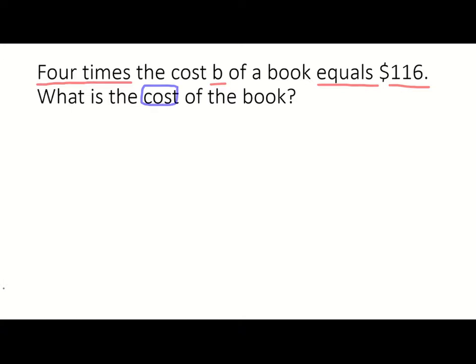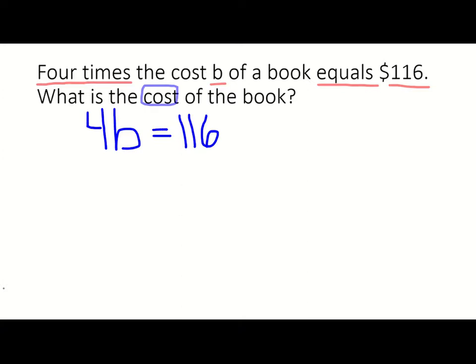So what we're going to need to do is write an equation, and then we're going to circle the cost. That means that's what we're going to have to find. So let's write the equation first. It says 4 times B equals 116. So 4 times, well, times means multiplication. So we're going to have 4 multiplied with B. So 4B, and that's going to equal 116. Once you write the equation, then you just need to solve it and answer the question that you circled.